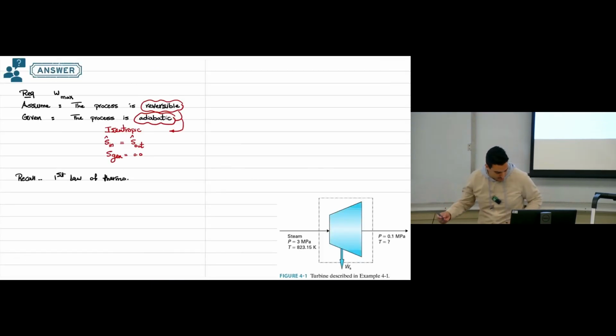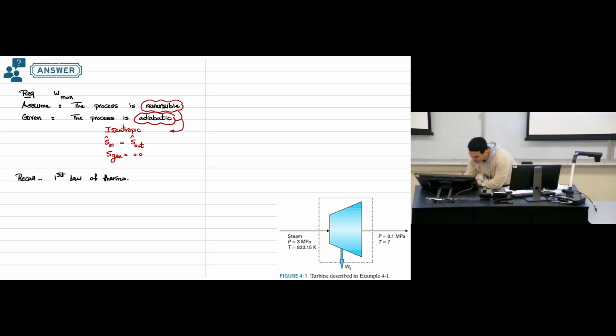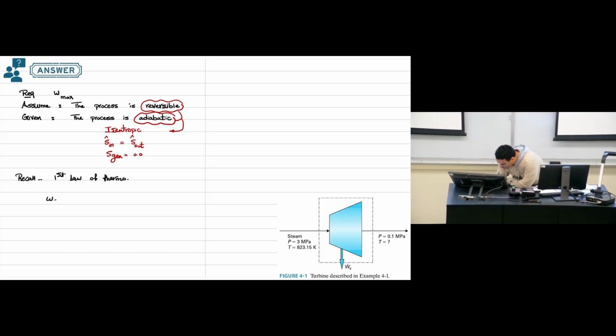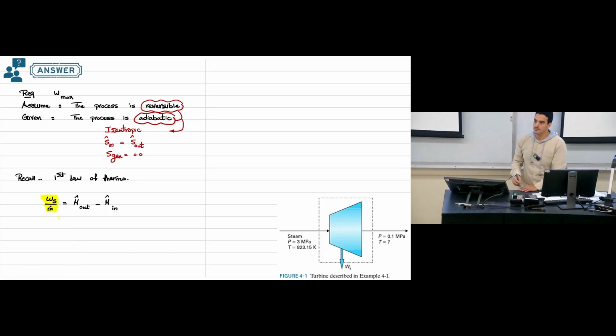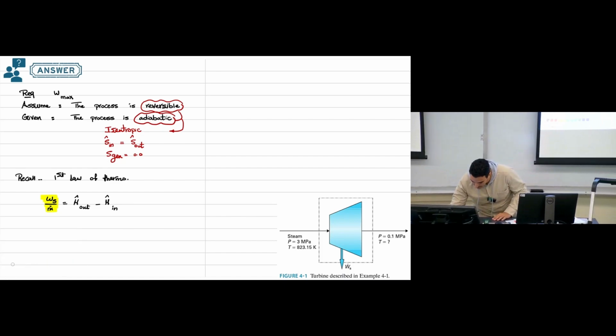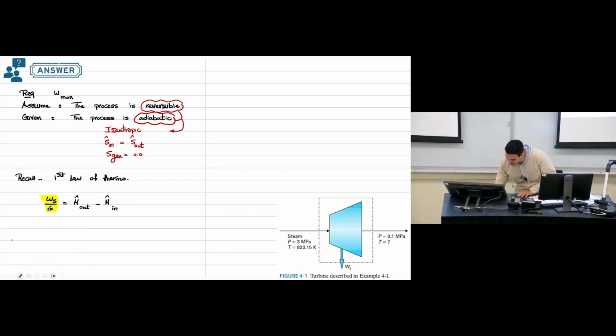Okay. So if we get back to this one, from this first law of thermodynamics, this will be the equation we have. Shaft work divided by mass flow rate will equal enthalpy of the outlet minus enthalpy of the inlet. And this is the term that you need to calculate. This is what we need to find. Okay. So let's find the enthalpy values.